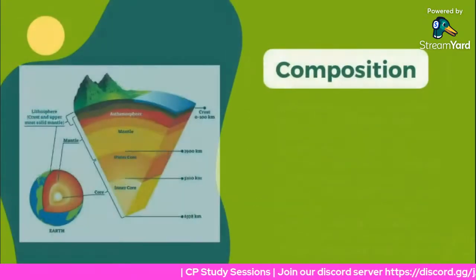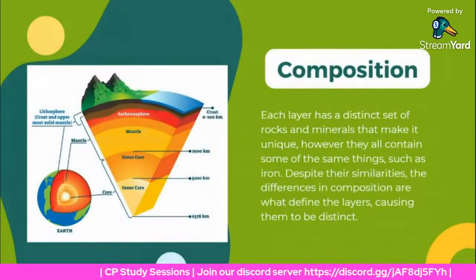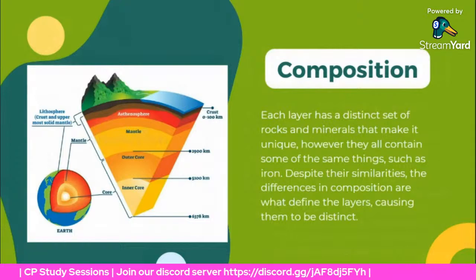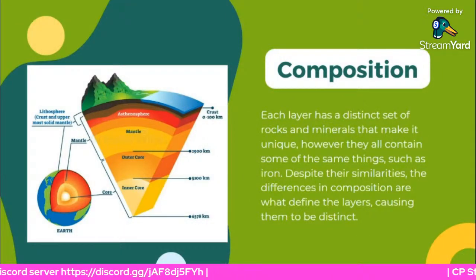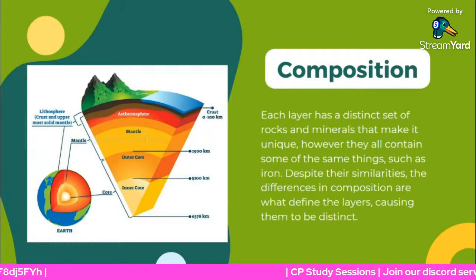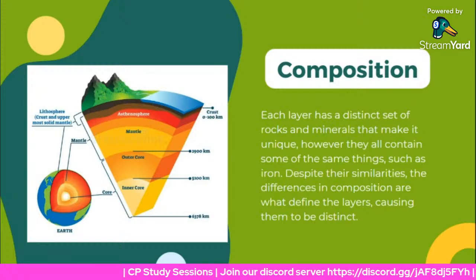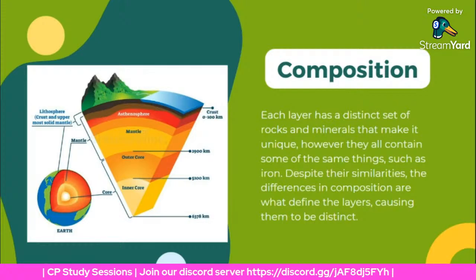Next is composition. Each layer has a distinct set of rocks and minerals that make it unique. However, they all contain some of the same things, such as iron. Despite their similarities, the differences in composition are what define the layers, causing them to be distinct.